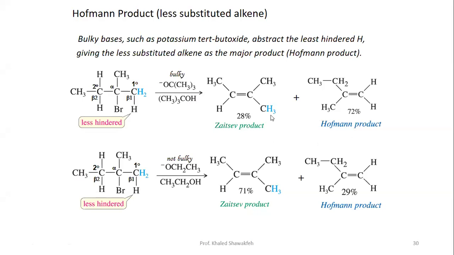The Hoffman elimination and the Zitzef elimination product متى بيكون فيهم الميجر متى بيكون فيهم الماينر depending on the base that you used. If you use stronger base not bulkier then the more substituted product, bulkier. لما استخدم bulkier ما بيقدر يعمل abstraction الهيدروجين من الجهة الهندرد، بروح على الجهة less hindered وبعملها abstraction وبتكون الهوفمان product as major product.